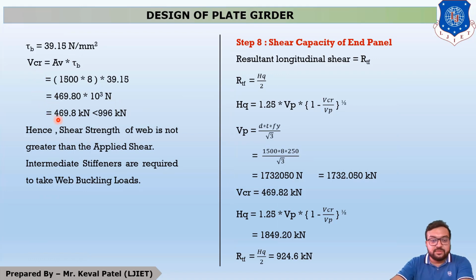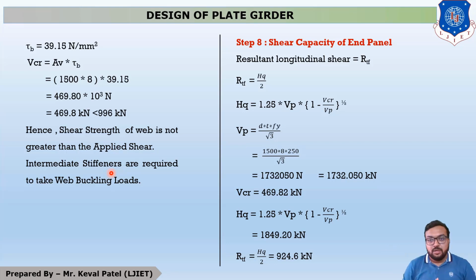VCR is 469.8 kilonewton, which is much lesser than our maximum shear force. Okay, so students, this is the reason why we provide intermediate stiffeners. Okay, so this is the end of our step number 7.